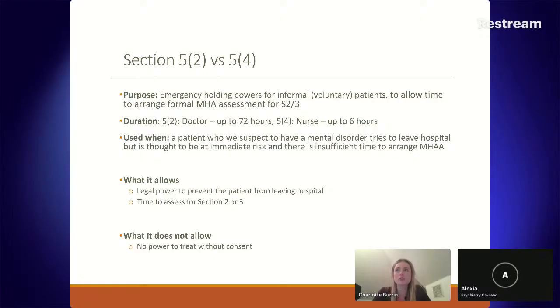You can't actually treat the patient for their mental disorder under the Section 5.2 or 5.4. You can treat them under the Mental Capacity Act. So if they did need treatment in this time, you can still do that. But these are holding powers rather than treatment sections.